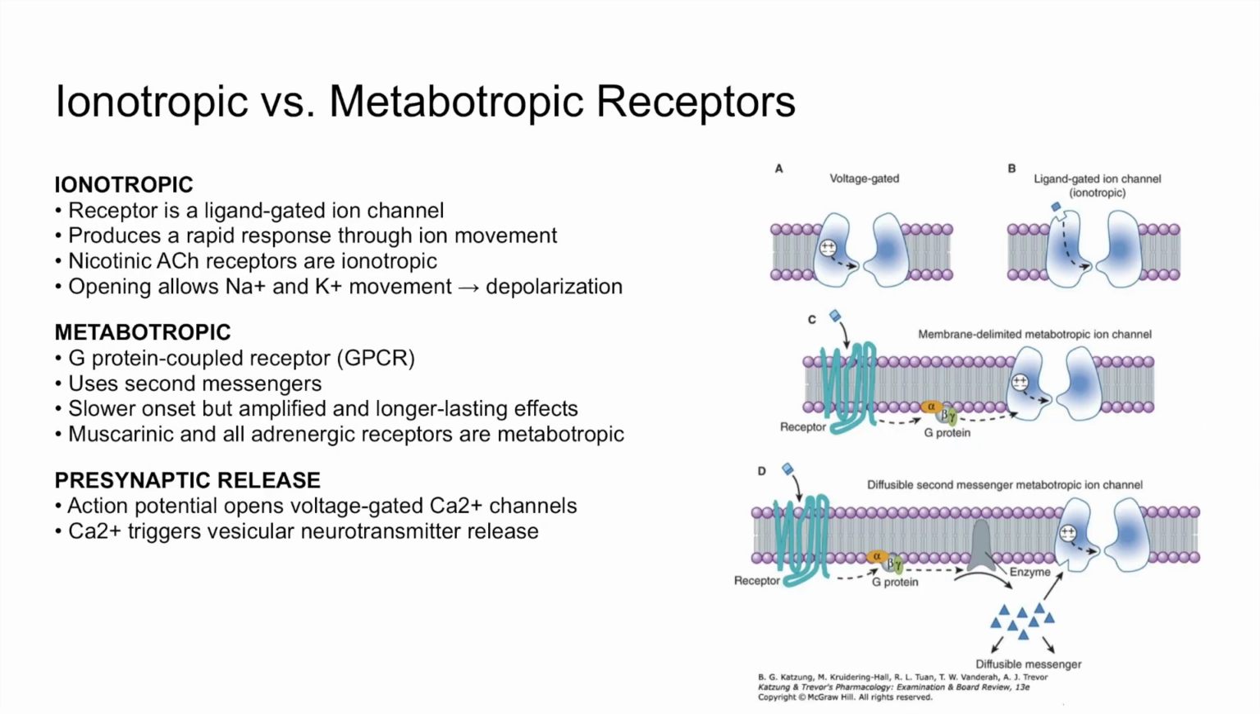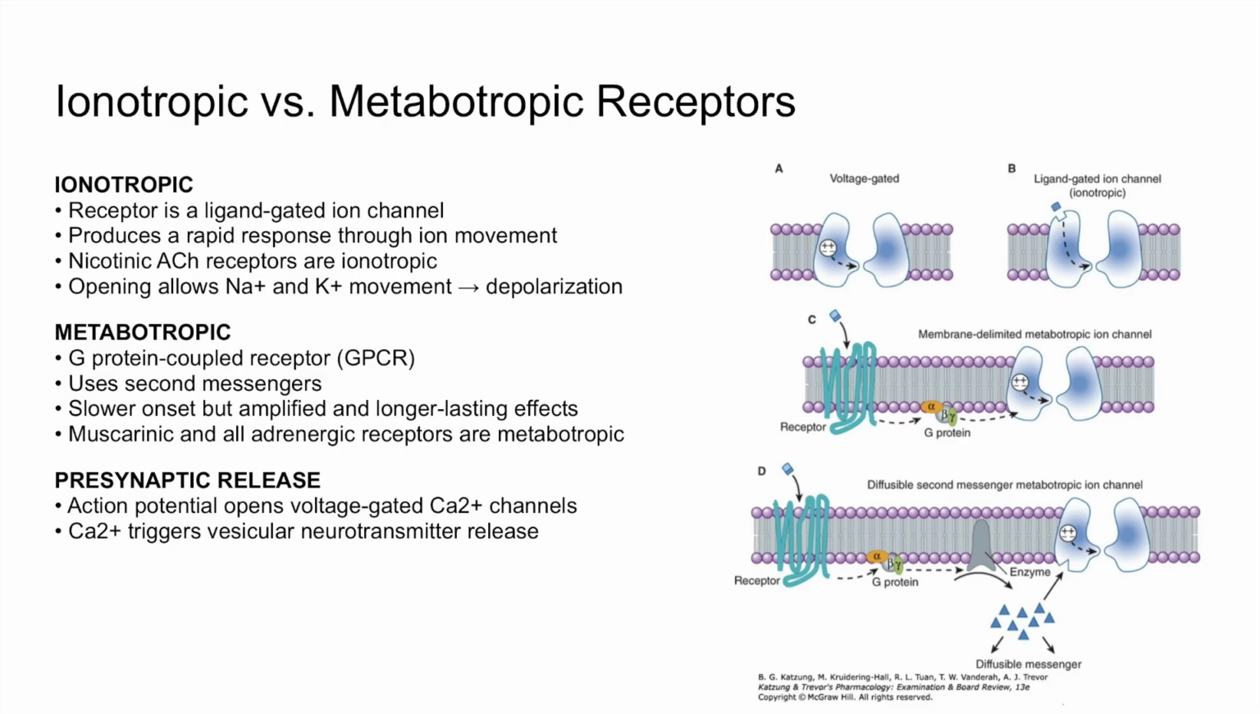Ionotropic receptors are ligand-gated ion channels. When the ligand binds, the channel opens directly, ions move across the membrane, and the response occurs within milliseconds. Nicotinic acetylcholine receptors are the major autonomic example here, so sodium enters, potassium exits, and the membrane depolarizes.